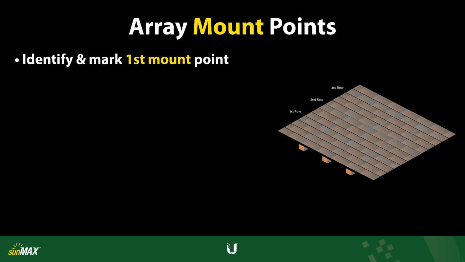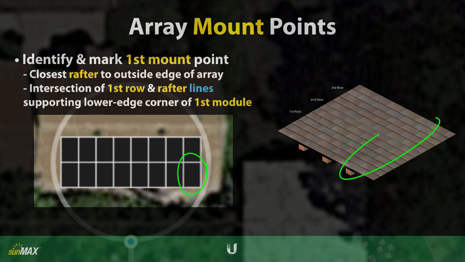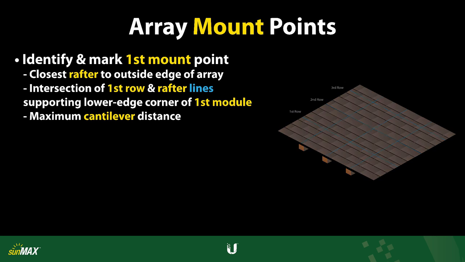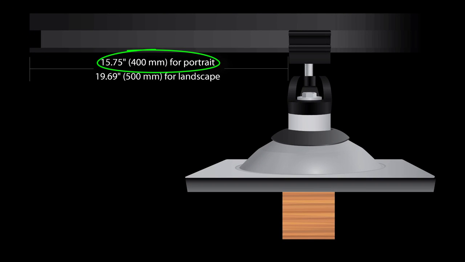With the initial chalk lines made, identify the first mount location by locating the closest rafter underneath the outside edge of the first AC module in your array. Mark the center of the first rafter that will support the lower edge corner of the first AC module in your array. Ensure that the location does not exceed the maximum cantilever distance of 15 3/4 inches, or 400 millimeters for portrait designs, 19.69 inches, or 500 millimeters for landscape designs.